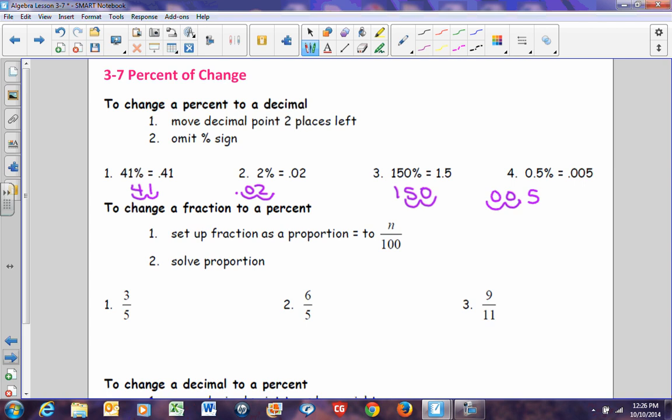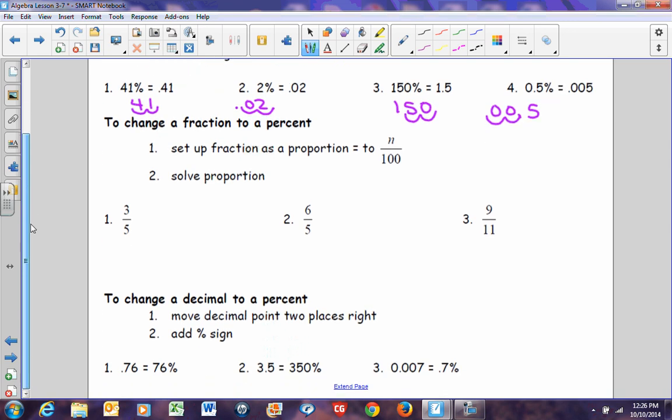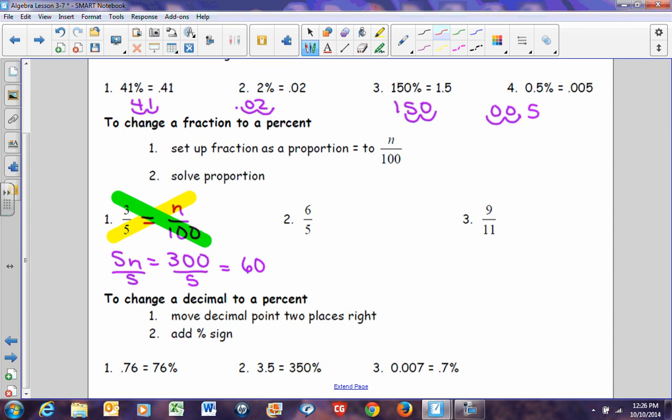To change a fraction to a percent, this is probably the hardest of the conversions that you have to do. You're going to set your fraction up as a proportion equal to n over 100, or x over 100, or a variable over 100, and then solve the proportion. So 3/5 would be set up equal to n over 100. And then if you remember, you're going to cross multiply to solve this proportion. So you're going to have 5n equals 300. Divide by 5. 5 goes into 30 6 times, so this would be 60 as a percent.